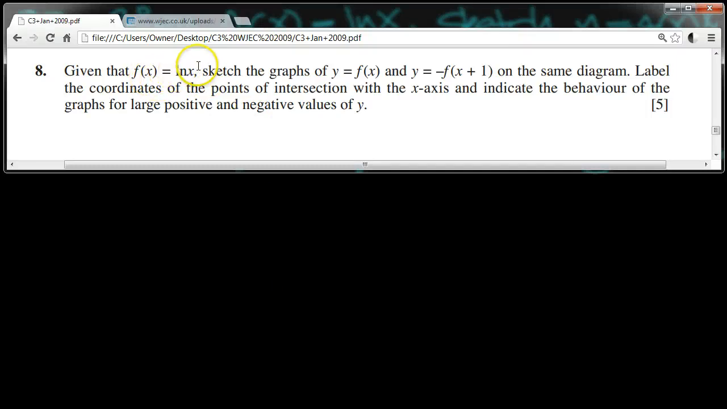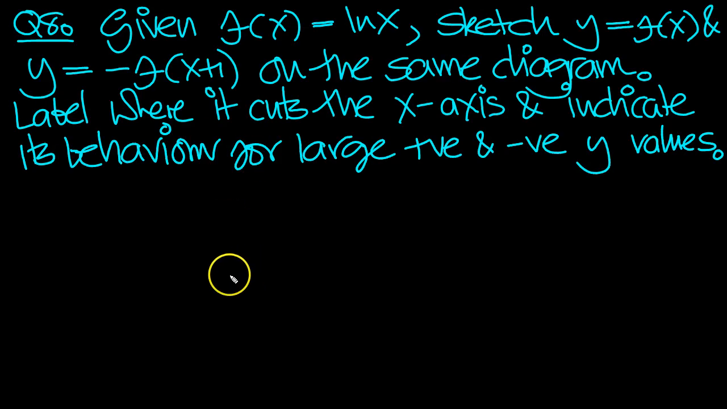Given that f of x equals log of x, sketch the graphs of y equals f of x and y equals minus f of x plus 1 on the same diagram. Label the coordinates of the points of intersection with the x-axis and indicate the behavior of the graphs for large positive and negative values of y. So I've got the summary of the question here.